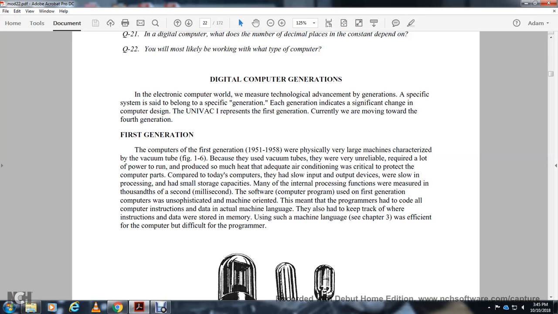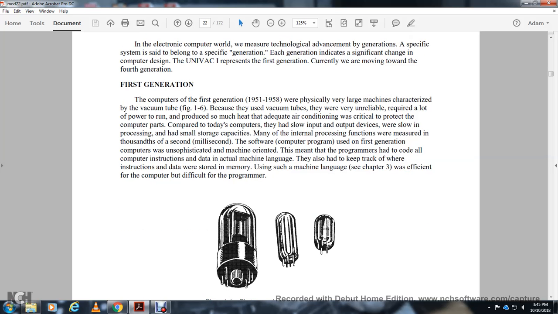The software of first generation computers was unsophisticated and machine oriented. This meant programmers had to encode all the computer instructions and data in actual machine language, and had to keep track of where the instructions and data were stored in the memory of the machine. Using such machine language was efficient for the computer but difficult for the programmer.